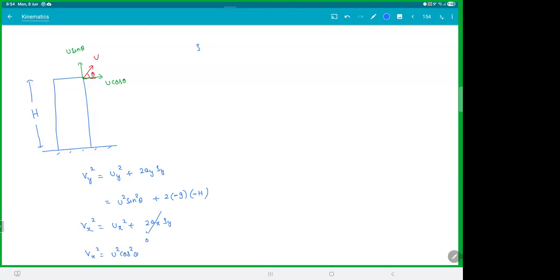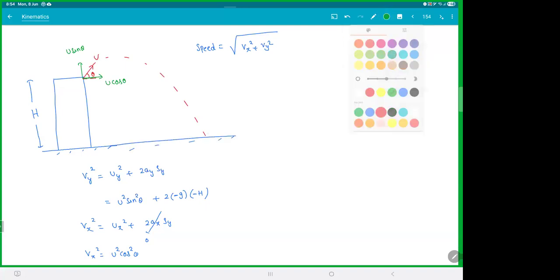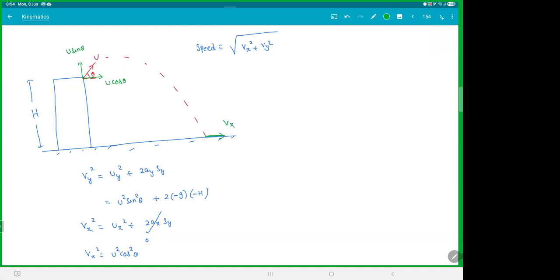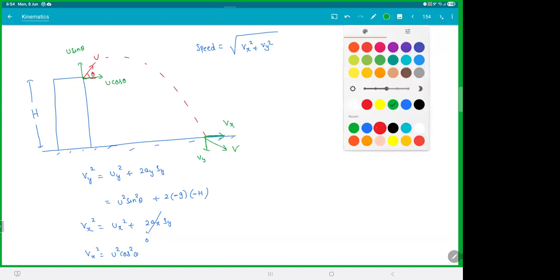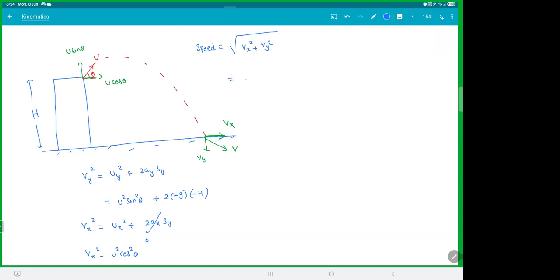So what is the speed? Speed is nothing but root over, you have to take both the components, Vx square plus Vy square. That means when this particle is landing on the ground, this velocity will have two components, a horizontal component, which is Vx, and a vertical component, which is Vy, and that will result in a speed V. And if you do the square, u square will go off, you'll end up with u square plus 2gh. If you observe, this answer is independent of theta. Meaning it doesn't matter with what angle you throw, you're going to fall with the same speed as long as your initial speed is the same.